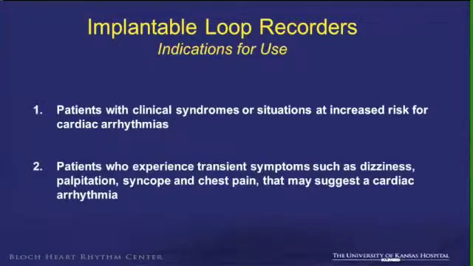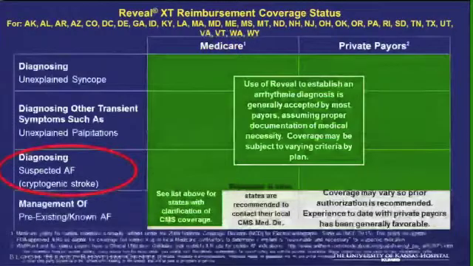I want to go back very quickly to the implantable loop recorder indications for use. There are actually two, and the one that cryptogenic stroke would fall under is patients with clinical syndromes or situations at increased risk of cardiac arrhythmias. But the second indication for loop recorder implantation is patients who experience transient symptoms, such as dizziness, palpitations, syncope, or chest pain, that could suggest a cardiac arrhythmia. This is an indication for an implantable loop recorder.